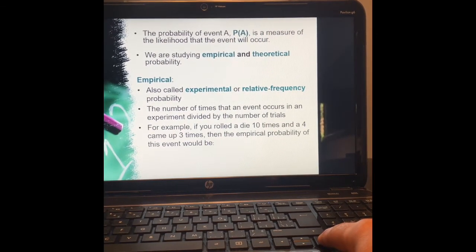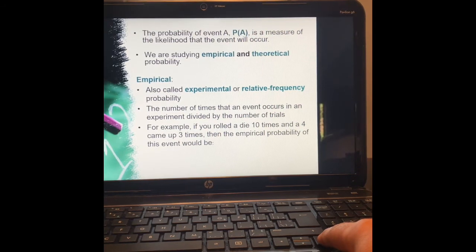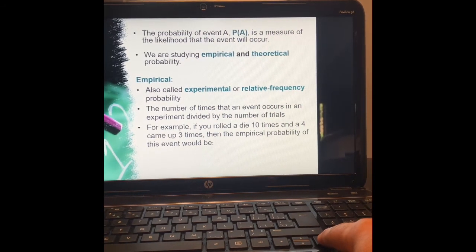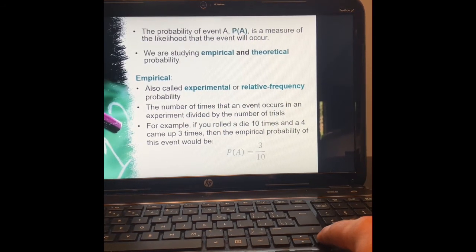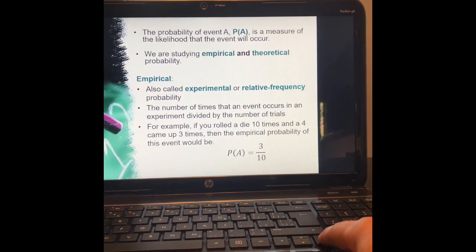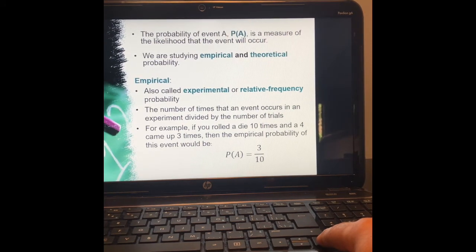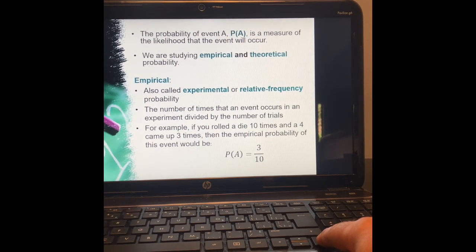If you rolled a die 10 times and a 4 came up 3 times, then the empirical probability of this event would be 3 out of 10. So the 4 came up 3 times, so that's the 3, divided by how many times you rolled total, which was 10.